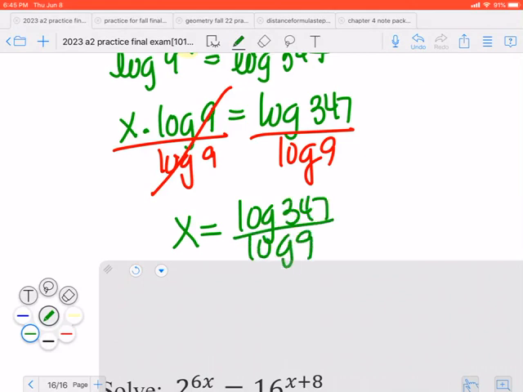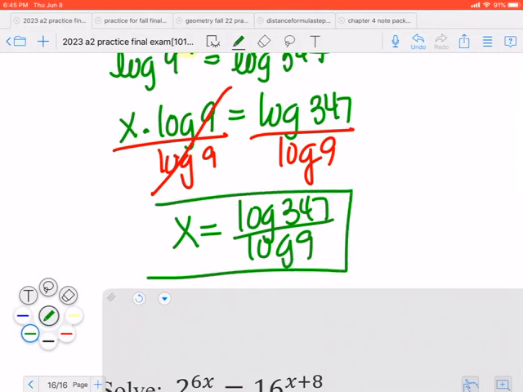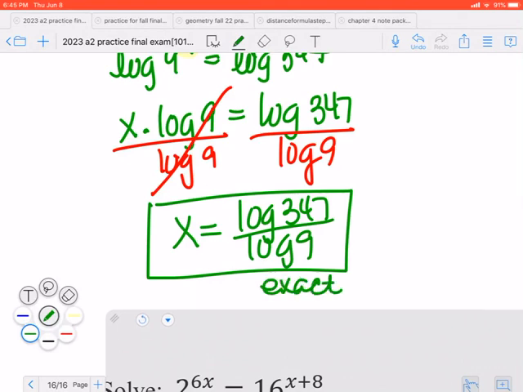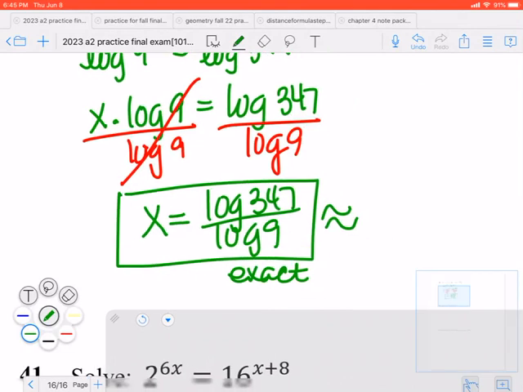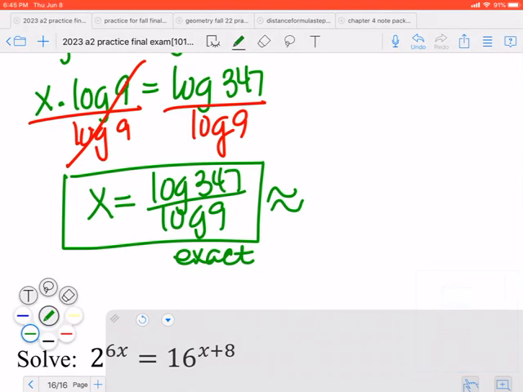Now, this would be an appropriate way to answer it. If you're multiple choice, this is the exact answer. And then we can approximate it by putting it into our calculator. So it'll just depend on what the multiple choice answers are like. If they're decimals, then pop it in your calculator and get a decimal. If they're written with logs, then that would be good enough.